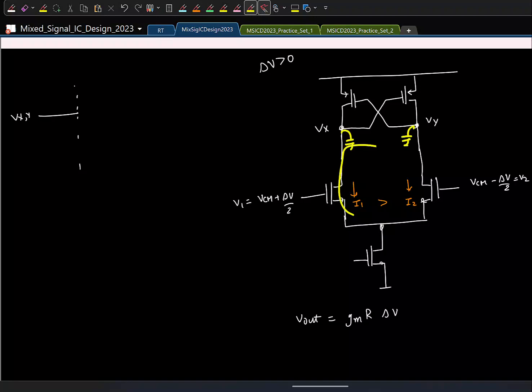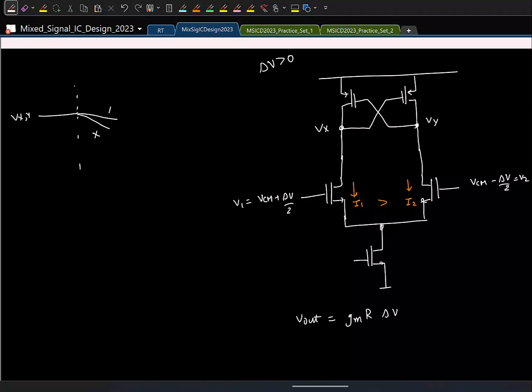Now we are drawing currents from these capacitors. What will happen to the output voltage? We are pulling out currents from these nodes, right? So voltage should eventually drop. They will drop, but which of the two voltages will drop faster? Vx will drop faster. So Vx will do this.